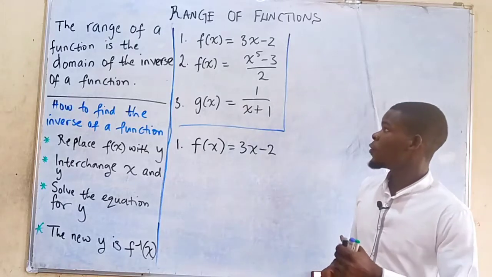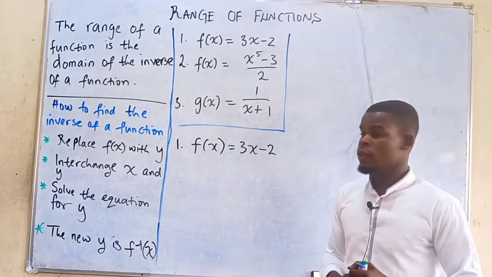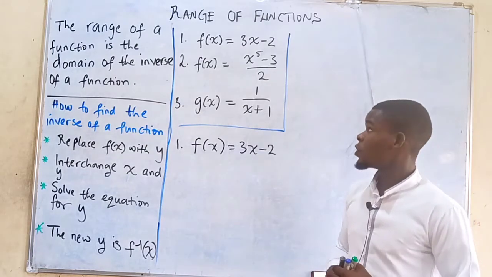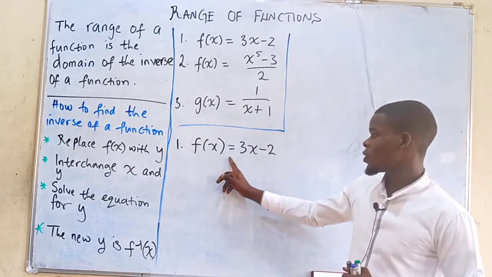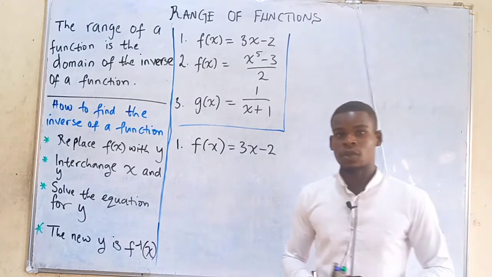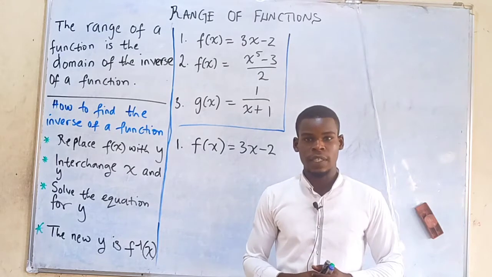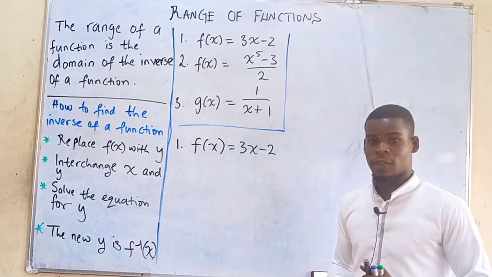Now we've gotten the following functions, the first, the second, and the third, alright? Okay, great. Now to find the range of the first function, we want to look at f of x equals 3x minus 2. So this is the function. To find the range of this function, we need to find the inverse of the function first, and then look at the domain of the inverse of this function.